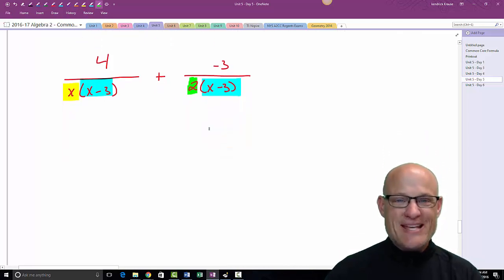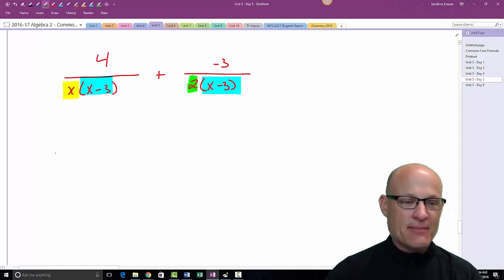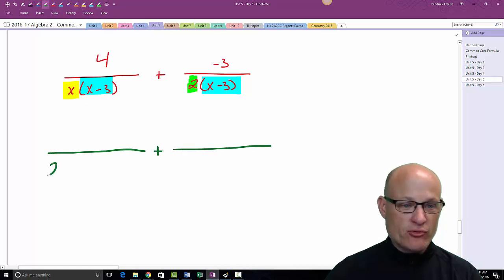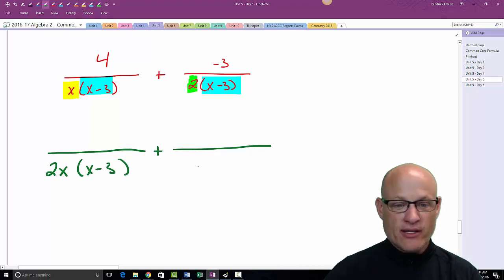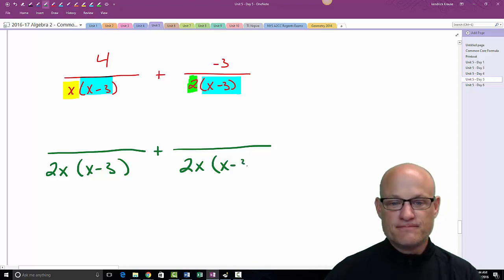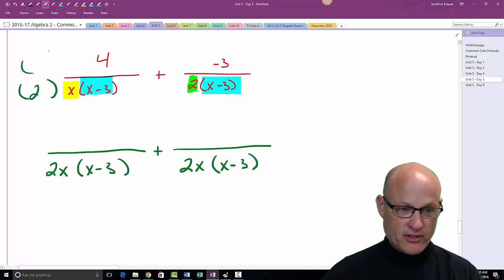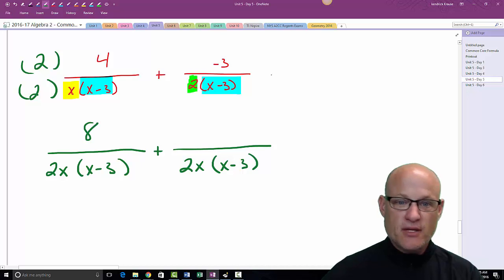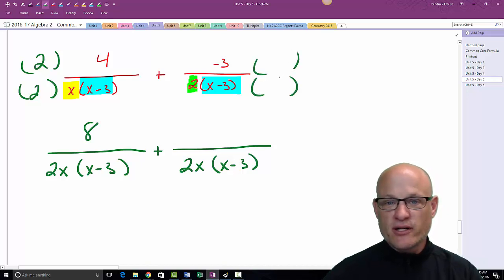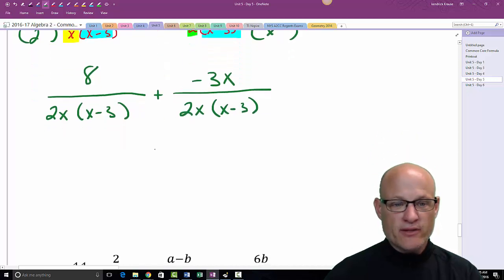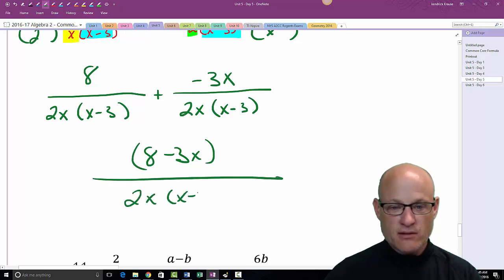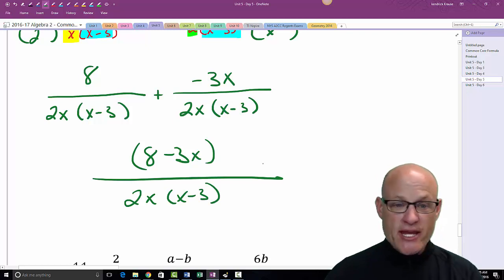Each of those pieces needs to be represented in my common denominator. So I need to have a 2, I need to have an x, and I need to have an x minus 3. Each piece needs to be represented in the denominator. And then you just go back and say, oh, okay, this one is just missing the 2. So 8. This one is just missing the x. So minus 3x. So we end up with 8 minus 3x, in parentheses, all over that common denominator, which is 2x, x minus 3. You can leave it like that. That's fine.